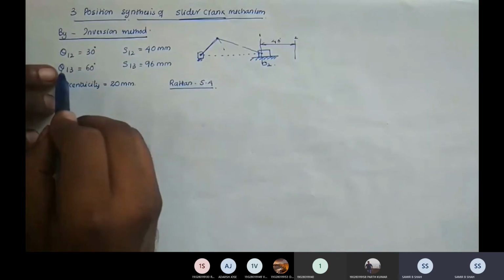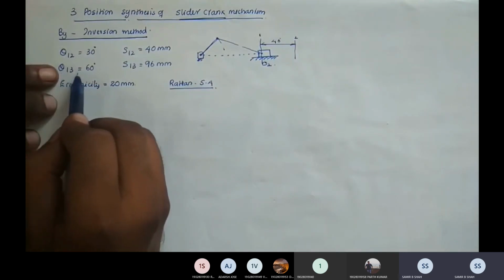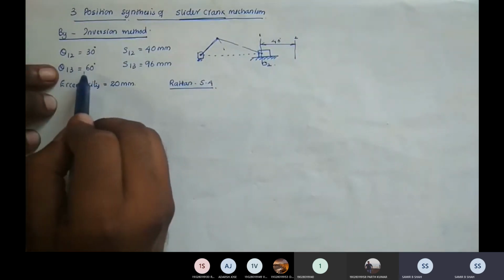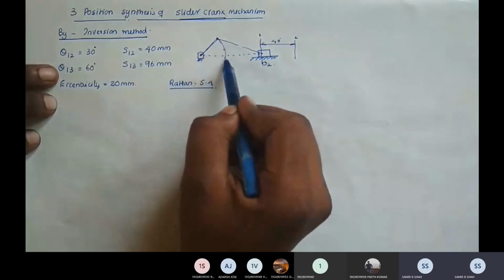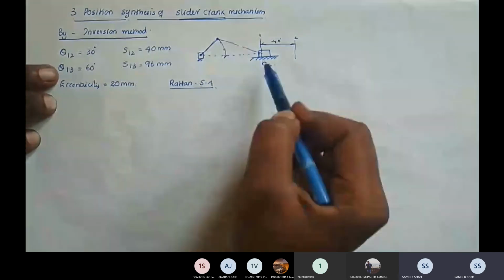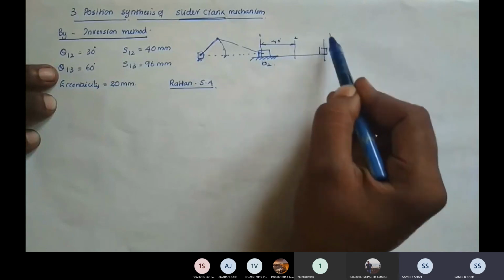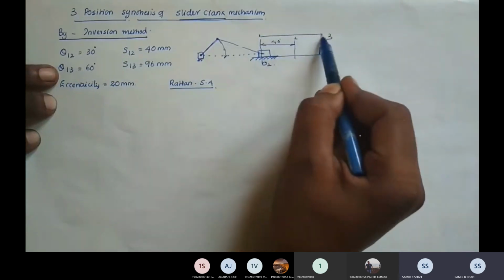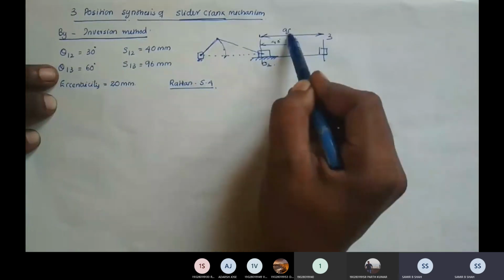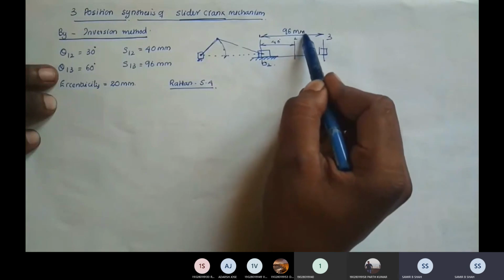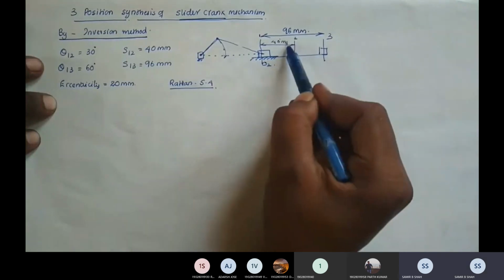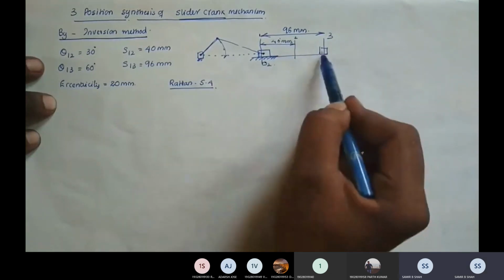And similarly, if the input angle is moved from the first to the third position, that means initial to final point is 60 degrees. If it is displaced 60 degrees, the slider should move from the initial point to the final point by 96 mm. This is 40 mm from this point to this point.